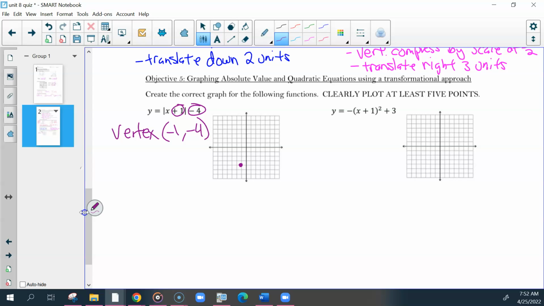Look back at your function to see if there were any scale changes or if it reflected. In this case, it did not. So you would just go up 1 to the right one and up 1 to the left one, at least 5 times. Or at least to have 5 points, but you could have gone more than that.